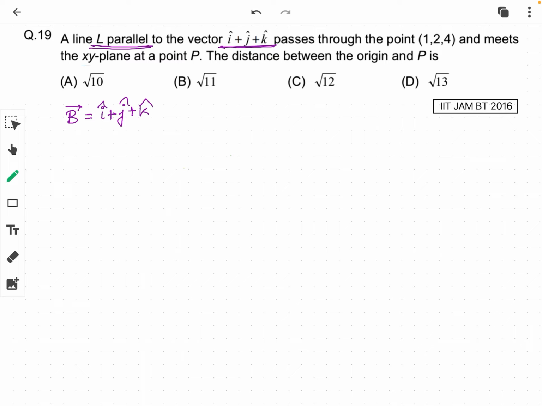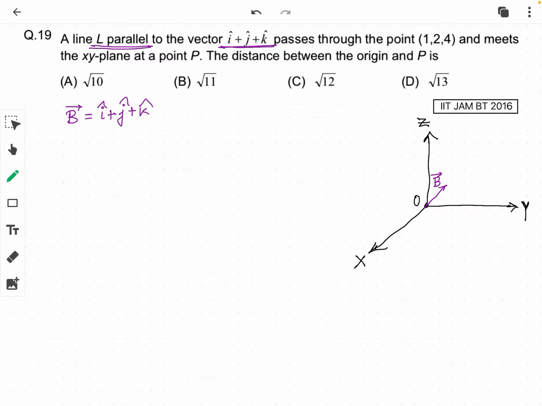Okay, so if we draw the coordinate axis, Cartesian coordinates, then suppose this is the x-axis, this is the y-axis and this is the z-axis, and this is the origin O. Suppose this is our vector B, approximately like this. Suppose this is the B vector.